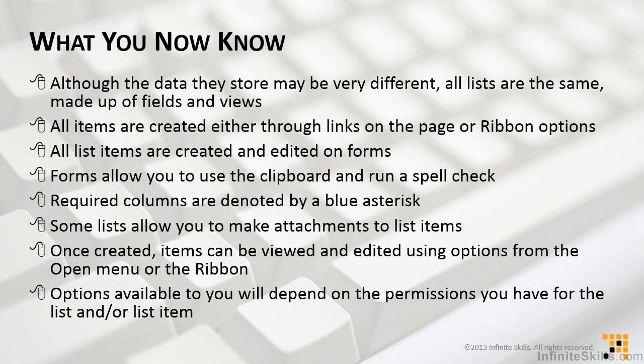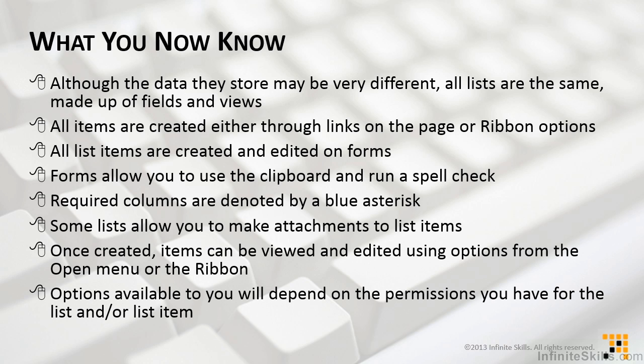What you now know is that although the data they store may be very different, all lists are the same. They're made up of fields or columns and views. All items are created either through links on the page or ribbon options. All list items are created and edited on forms. Forms allow you to use the clipboard and run a spell check. Required columns on forms are going to be denoted by a blue asterisk, making them very easy to identify.